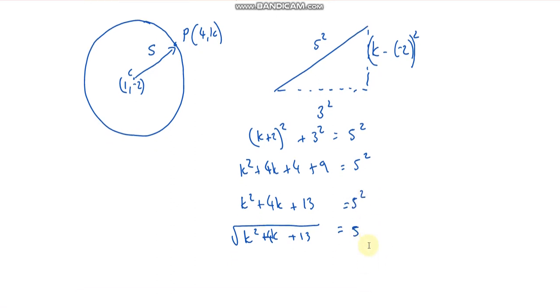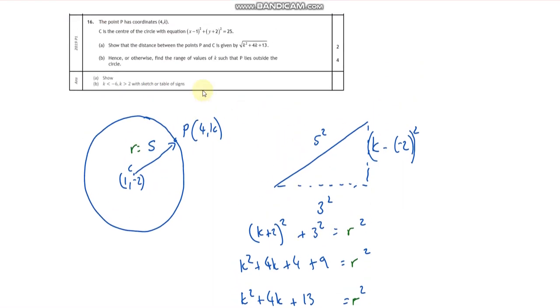You know, maybe you're just better off, instead of saying 5 squared, just saying the radius squared, and just saying that the distance would be the radius. So, not a bad question.